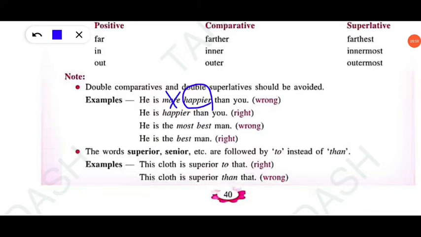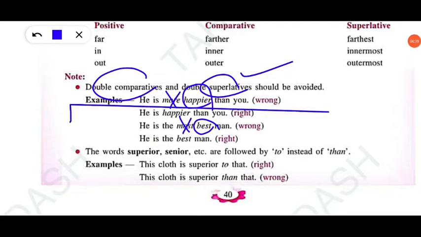Don't use double comparatives or double superlatives. He is happier than you, not he is more happier than you. This will be wrong. Similarly, he is the most best man. This will be wrong. Here best, from good, better, best, is already the superlative form, so don't use most. He is the best man, right? But avoid using double comparatives and double superlatives.